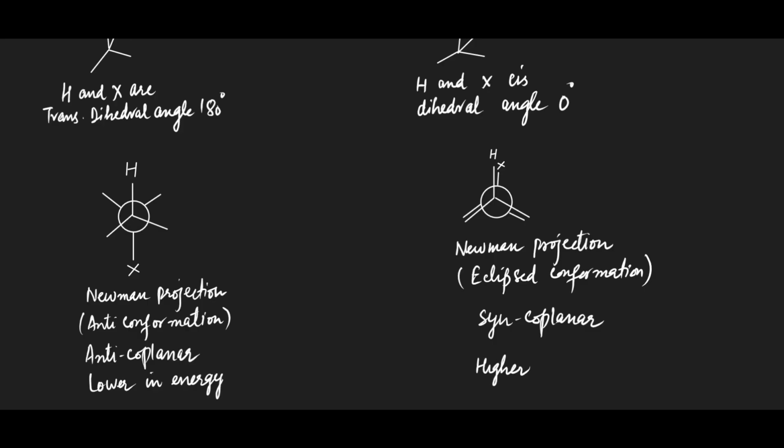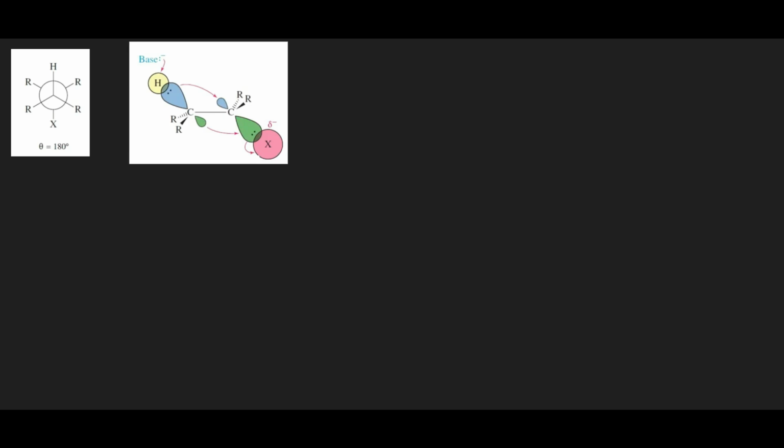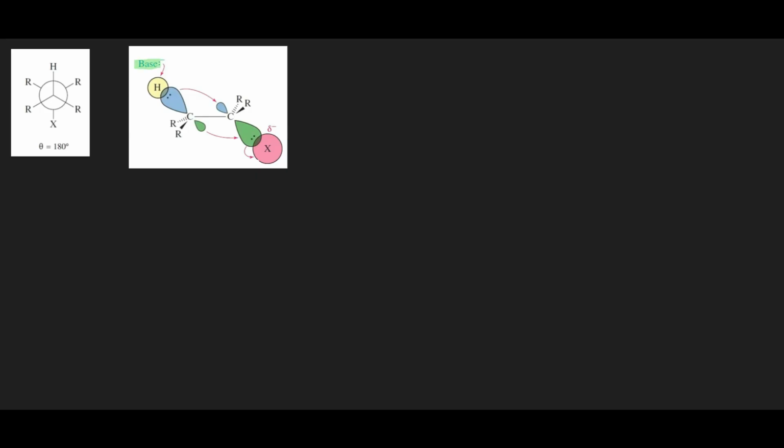Whereas, this eclipsed is no doubt higher in energy than anti-conformation. We will now show the orbital diagram of concerted transition state in E2 reaction via anti-coplanar and syn-coplanar pathways. In the anti-coplanar transition state, the C-H and C-X sigma bonds are coplanar, but on the opposite sides of the C-C bond. As the bonds break, the carbons change hybridization. The sp3 orbitals change to the parallel p orbitals, which then overlap to form the pi bond.